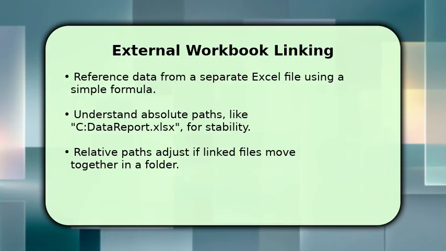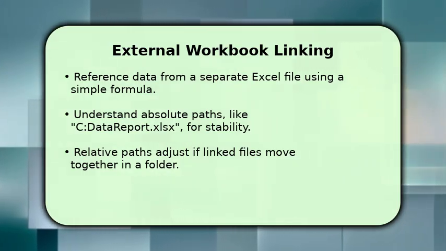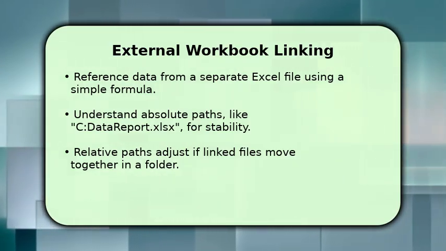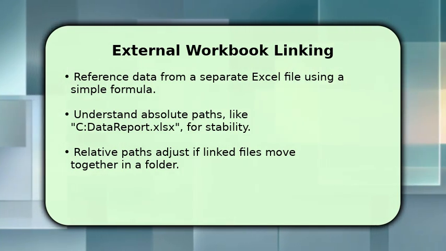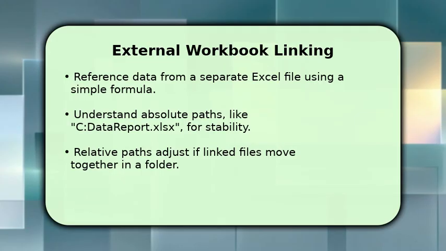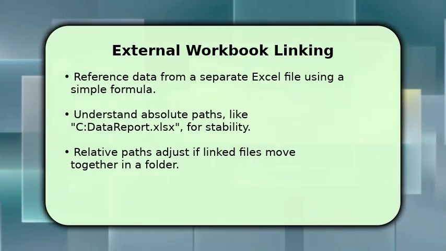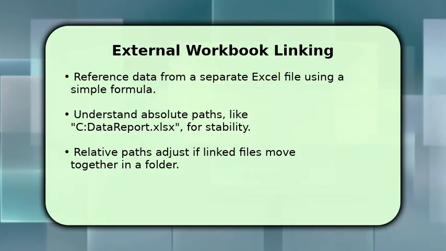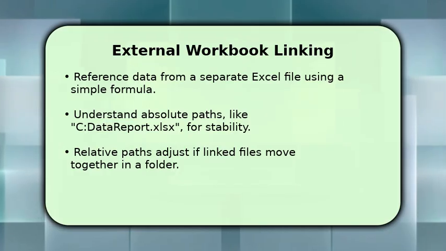Next, we'll explore linking to external Excel workbooks. This is incredibly useful when you need to pull data from a different file without copying it over. You can create a link by simply typing an equals sign, then navigating to the external file and selecting the desired cell. Excel will automatically generate the link, which might look something like =[workbookname.xlsx]Sheet1!A1. Remember to save both files for the link to function correctly.